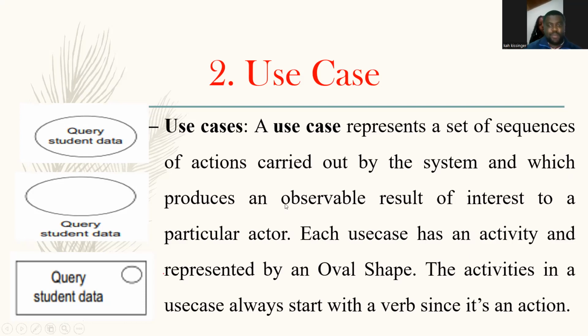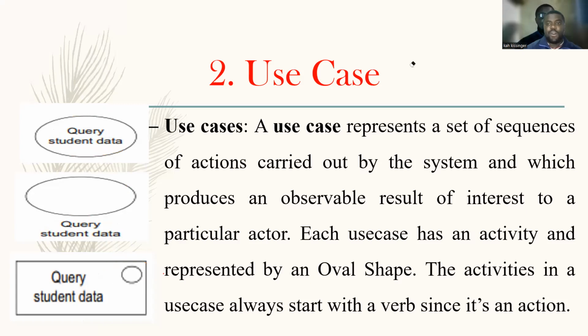Each use case has a name, and a use case is an activity. It's represented by this oval shape. It has a name, and since it's an activity, it must always start with a verb. These are three representations. With the oval shape, the name can be found within or under, depending on what you are using to draw your diagrams. And in some others, you have a rectangle with a circle inside. You can see, query student data. It's an action, so you must always start with the verb. Take note of that, please. Always start with the verb. And these are the three components of a use case.